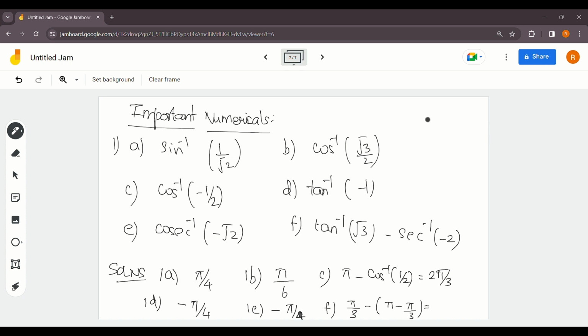Now if you see carefully, this you can take it as 60. So it's nothing but 60 minus 120, I mean 180 minus 60. Now this becomes 120. So 60 minus 120 is minus 60. So minus 60 is nothing but minus pi by 3.